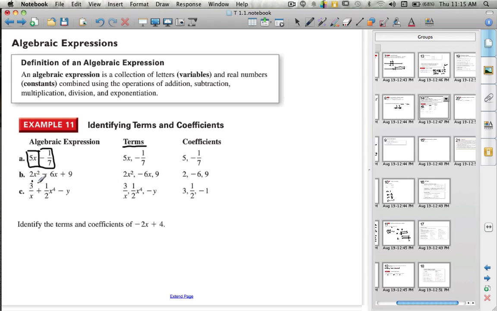So again, when we look at this, my terms are 2x squared, negative 6x, and 9, and my coefficients are 2, negative 6, and 9. So now if I want to jump down here and do that with this particular expression, my terms are negative 2x and 4. Those are my terms. And my coefficients are negative 2 and 4. Okay, it's just really important that you understand this. You need to know the difference between terms and factors. And you need to be able to identify coefficients because often we use the coefficients rather than the whole term.